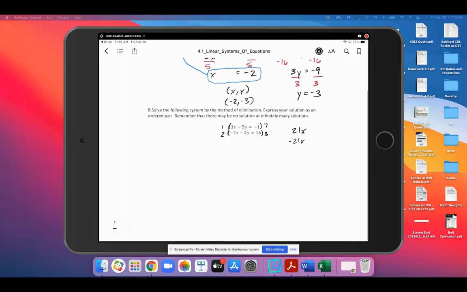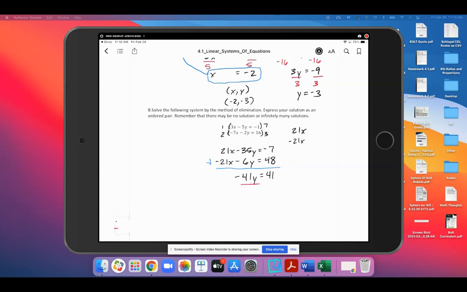So the top equation, everything multiplied by 7, I would get 21x minus 35y equals negative 7. In the bottom equation, if I multiply everything by 3, I would get negative 21x minus 6y equals 48. Now if I do the same as I did previously and I add these two equations up, I'm going to end up with 21x and negative 21x making 0, negative 35y and negative 6y making negative 41y, and negative 7 and 48 making positive 41.